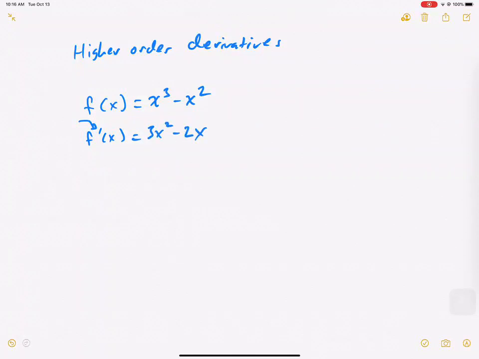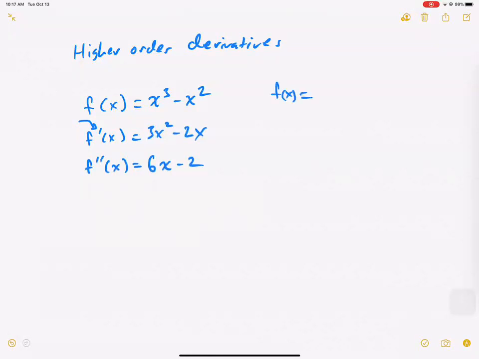And all the higher order derivative is, take the derivative again. And we denote that with a double prime. So a single prime means the first derivative. 2 primes means second derivative. And that's it. That's the idea. Now, with polynomials, this is always going to be super easy.